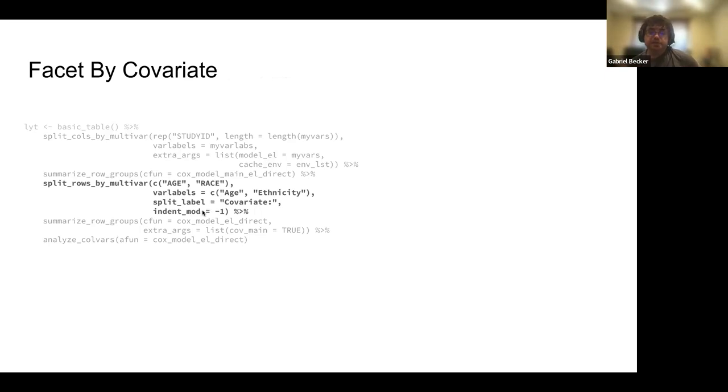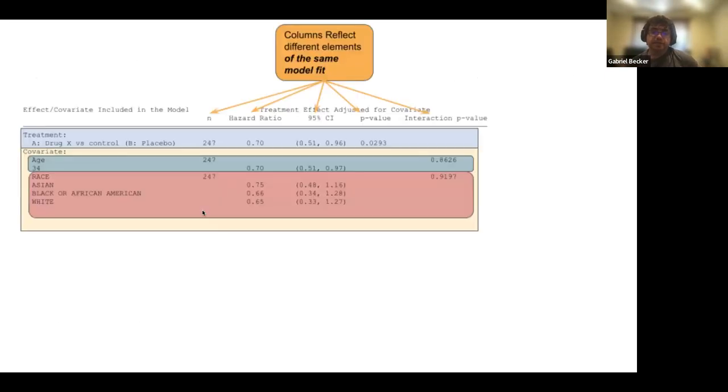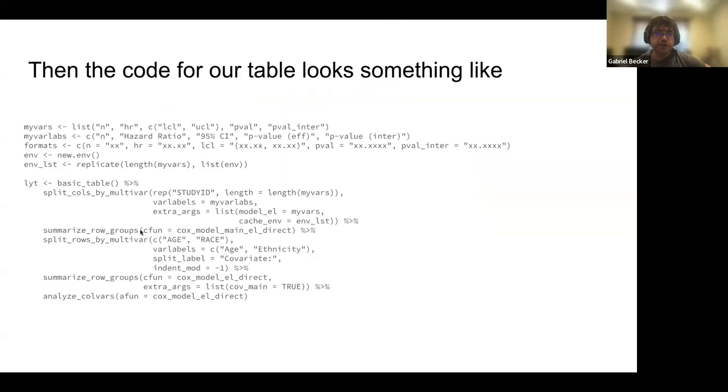And what the indent mod does here is it makes these line up. It makes Asian line up right under race. So you can control, like, by default, Asian would be indented from race. And for whatever reason, the biostatisticians, the medical writers, or what have you, didn't want that. They wanted that to line up. So this is an example of how you can fully control the indenting to move things around if you don't like where they show up by default. So that's that.